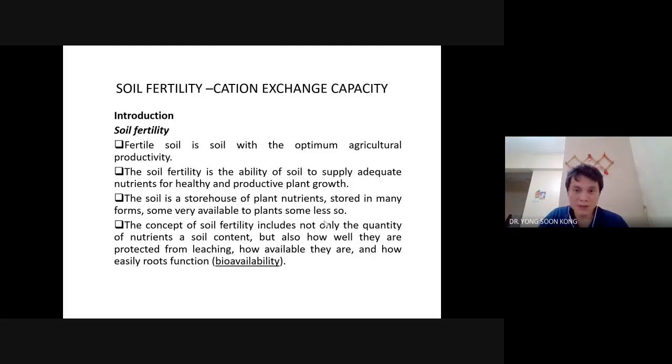Now, there's one more thing that you need to remember also. Storing is one thing. Releasing it is another. So after this, at the bottom of this slide, you can see bioavailability. Bioavailability means how well this cation can be absorbed by plants. Not just plants, it could also mean bacteria or any organisms. That means how easily this nutrient can be taken by any organism from the soil.